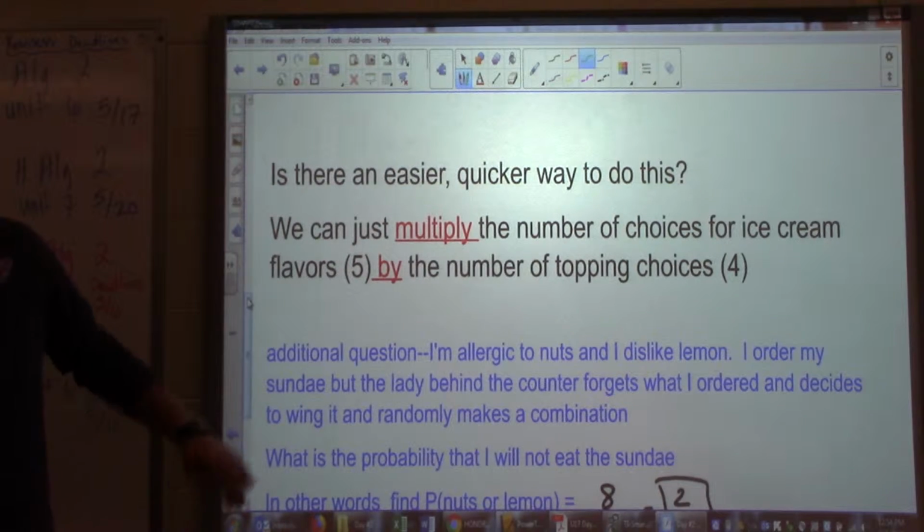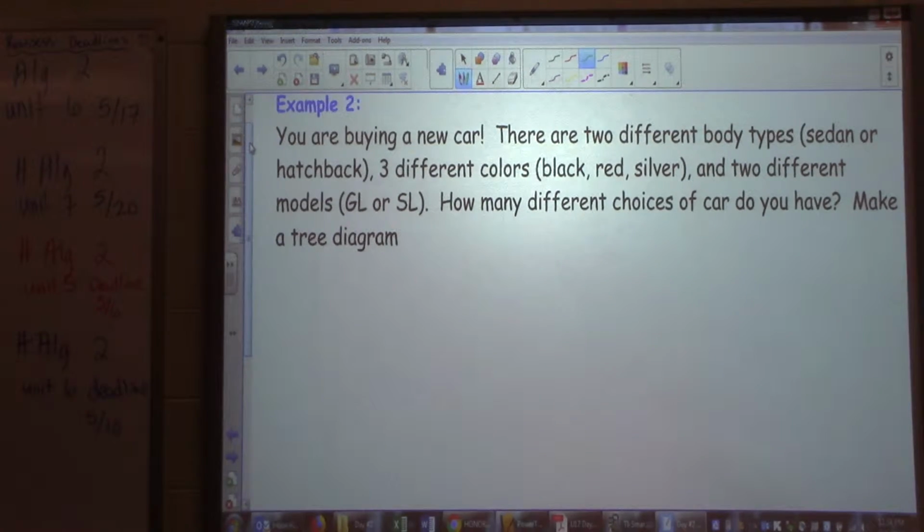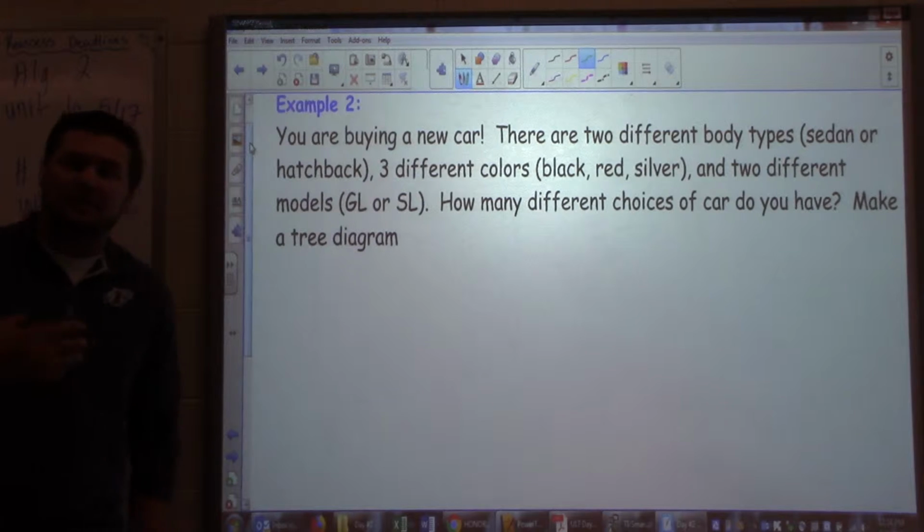Now, the next one we are going to do a tree diagram. Right? We're talking about cars. We're buying a new car. There are 2 different body types, sedan or hatchback. 3 different colors, 2 different models. We don't know how many different choices of car we have. We want to make a tree diagram.